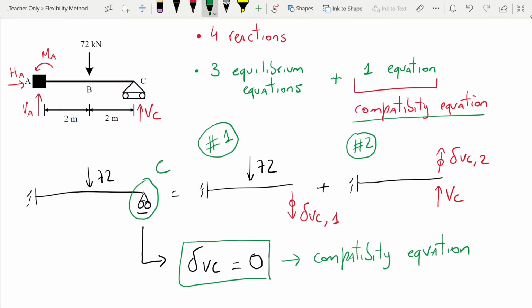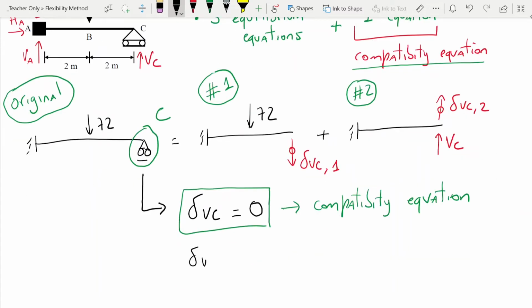And now what's the idea of the compatibility equation? If we understand that this original structure we have on the left that we're interested in calculating is nothing more than structure number 1 plus structure number 2, our vertical displacement at C will be nothing more than the Δ from structure 1 plus the Δ from structure 2. And then we know this has to be equal to 0. Our unknown is VC. So this compatibility equation helps us calculate the reaction of the support we removed. But okay, after this theory, let's now try to solve this problem.